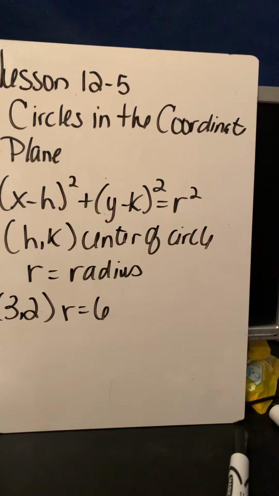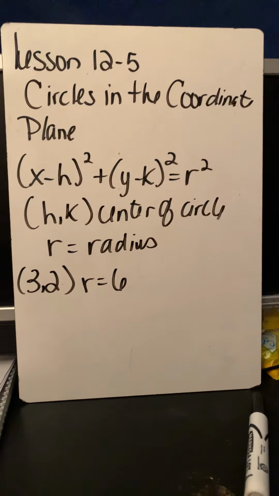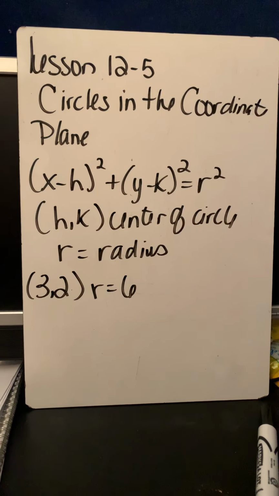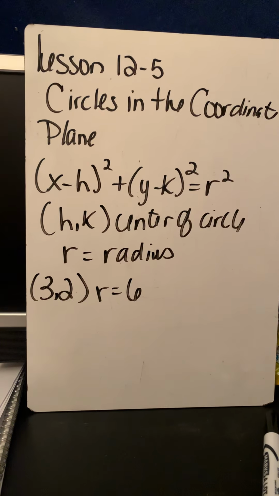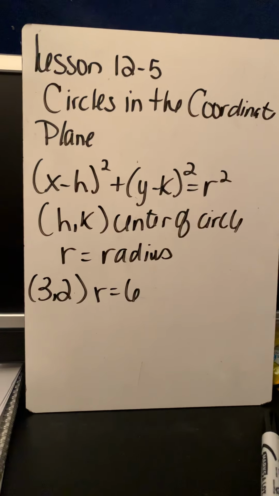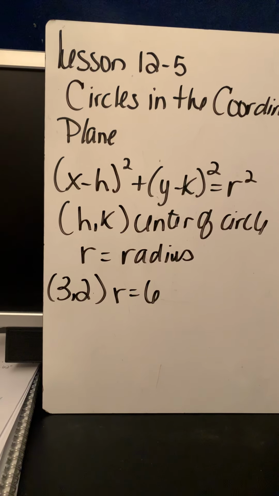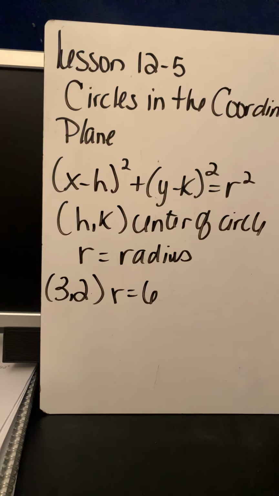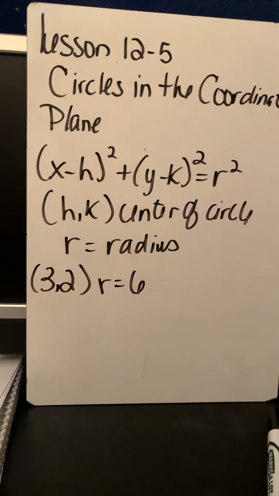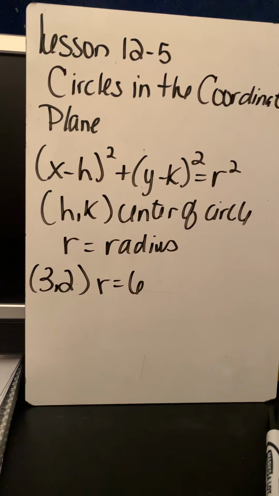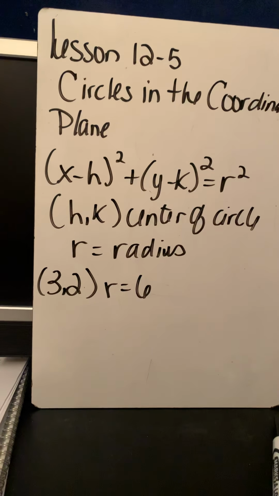Alright, geometry, let's skip forward and do lesson 12-5, circles in the coordinate plane. So there is your equation of a circle in a coordinate plane: (x - h)² + (y - k)² = r². You will recognize the (x - h)², and you should recognize the k. That's the vertex of a parabola. So in this instance, (h, k) is what we are going to call the center of the circle. r obviously has to be the radius.